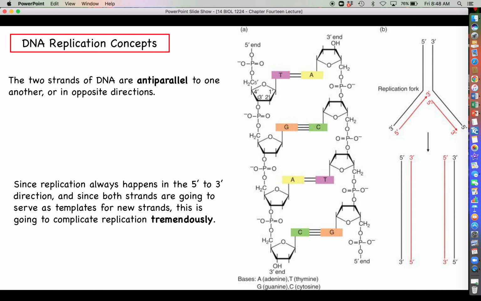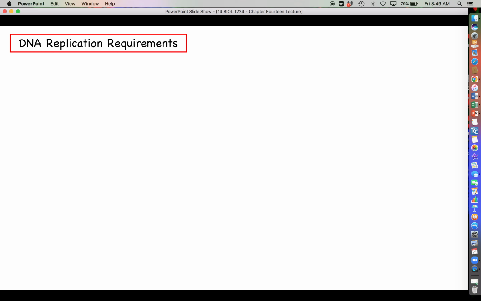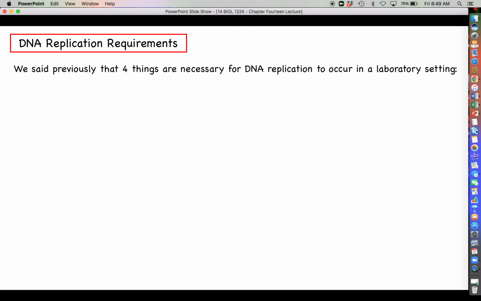Like I said, since DNA replication always happens from the 5' end to the 3' end, and since both strands are going to serve as templates for new strands, this anti-parallel nature is going to cause us some problems that can't necessarily not be solved, but we're going to have to rack our brains about how we're going to fix that problem.